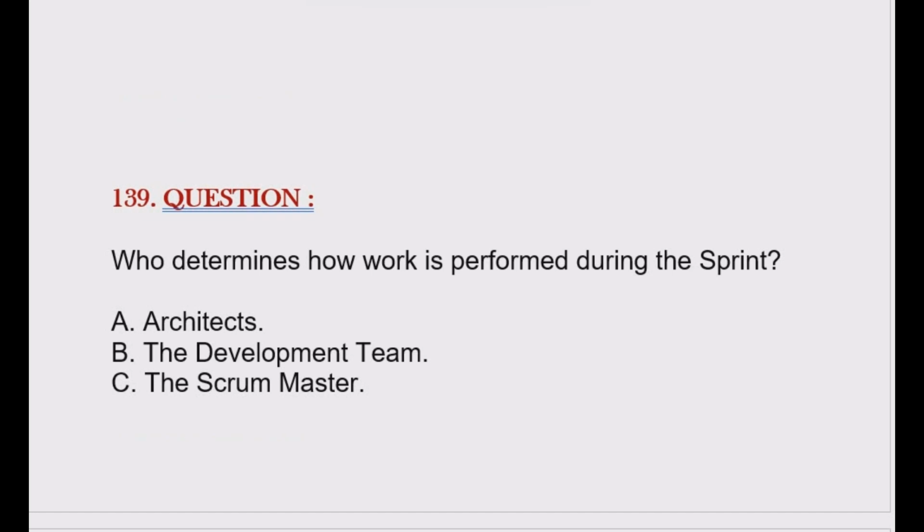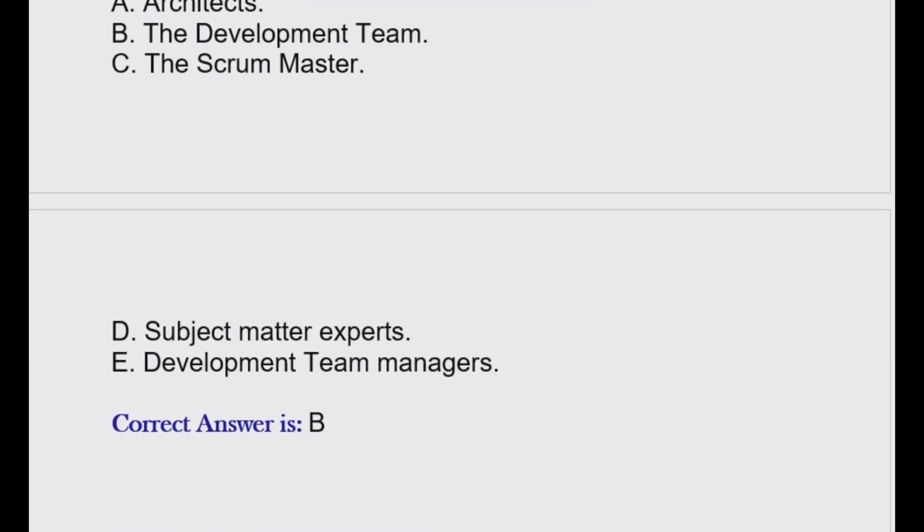Question is, who determines how work is performed during the sprint? Option A, architects. Option B, the development team. Option C, the Scrum Master. Option D, subject matter experts. Option E, development team managers. Correct answer is option B.